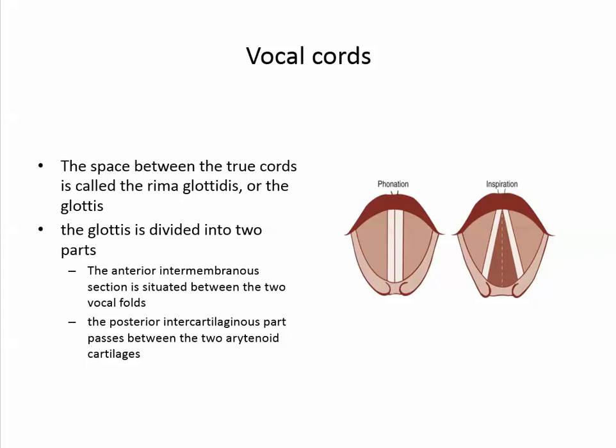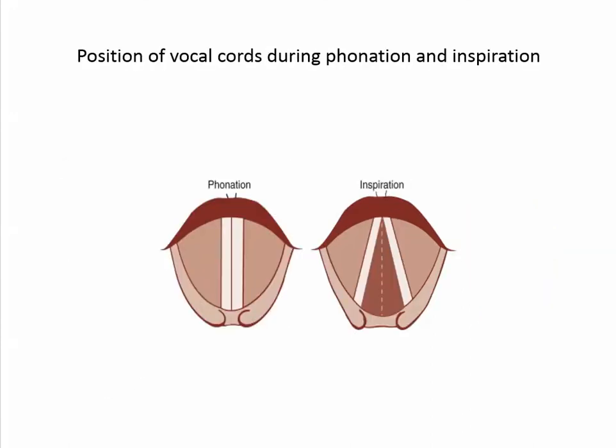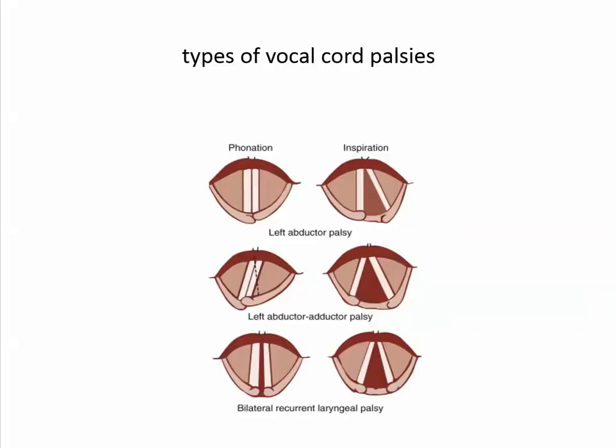The space between the true vocal cords is called the rima glottidis, or the glottic opening. The glottis is further subdivided into two parts, the anterior intermembranous section and the posterior intercartilaginous part. The anterior section is situated between the two vocal cords, and the posterior passes between the two arytenoid cartilages. This picture shows the normal position of the vocal cords during phonation and inspiration. Note the adduction of the cords during phonation and abduction of the cords during inspiration.